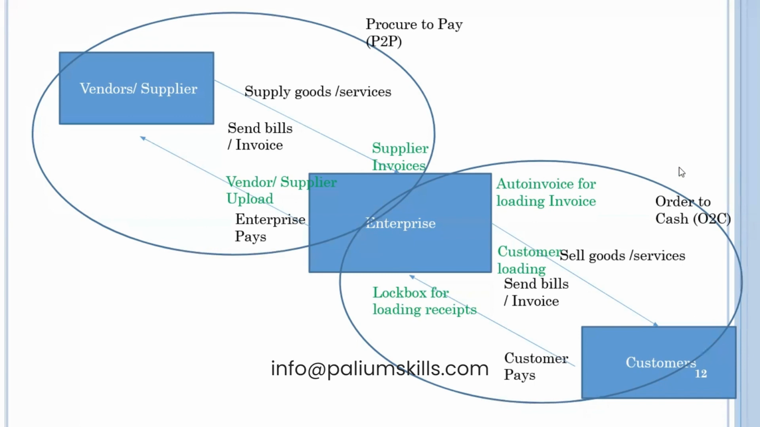So this cycle is known as order to cash. Order to cash. This is procure to pay. I have shared with you an elaborate document which is talking about the procure to pay cycle. And this is the order to cash cycle.